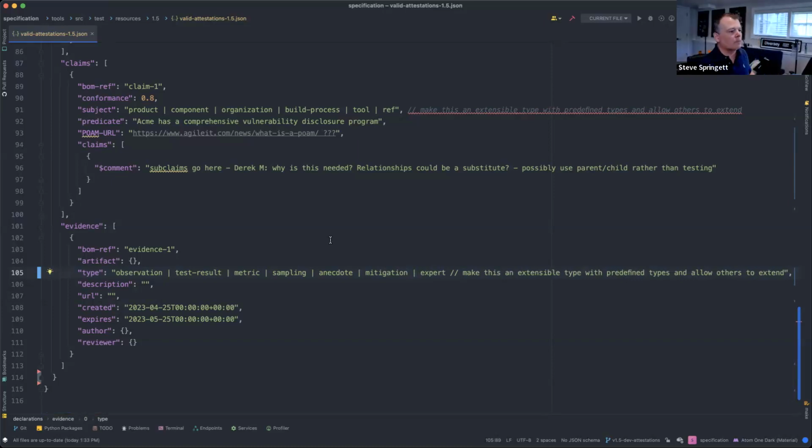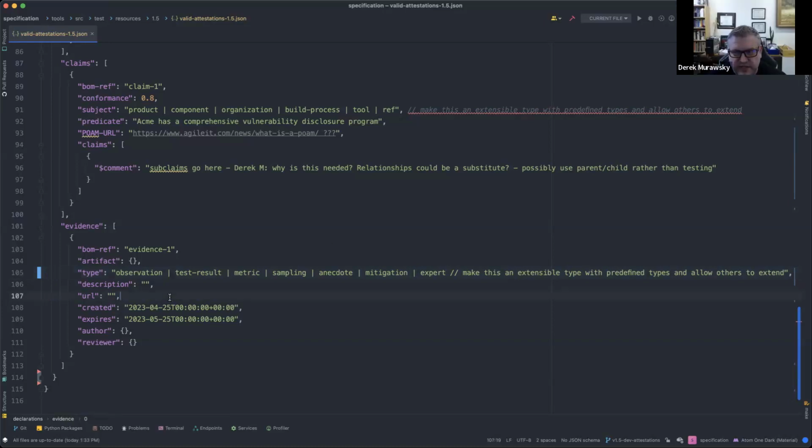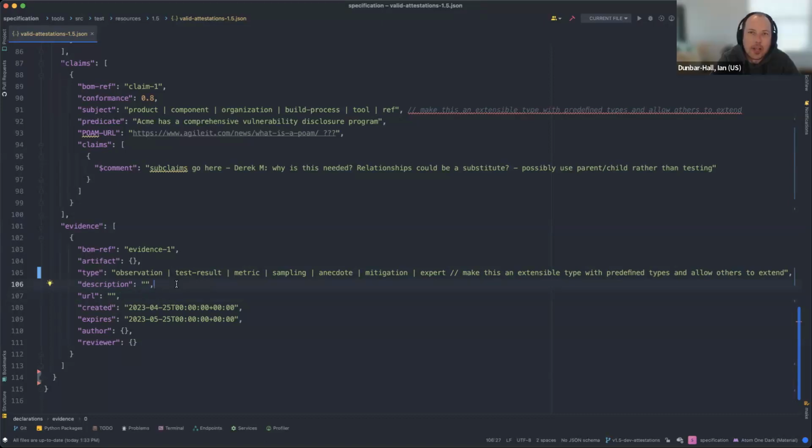And this has the description. It has the URL, authors and reviewers. So you can say, yes, we reviewed the mitigation strategy. This does have a lot of valuable metadata for that particular thing. Yeah, Derek, I really like that a lot.